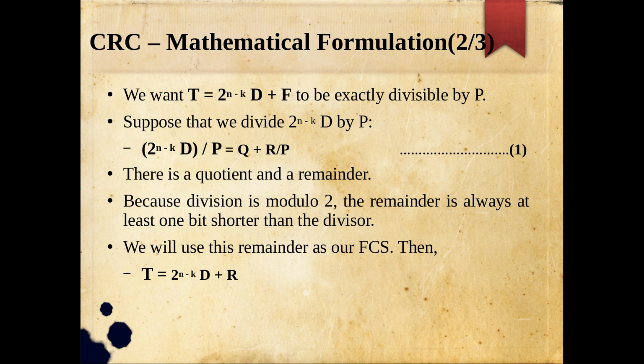That is what we have done in our process, and now we are going to see whether choosing this R as our frame check sequence is the right choice, in such a way that when you divide this T as a whole at the receiver side, you are going to get the remainder as 0 if there is no error.